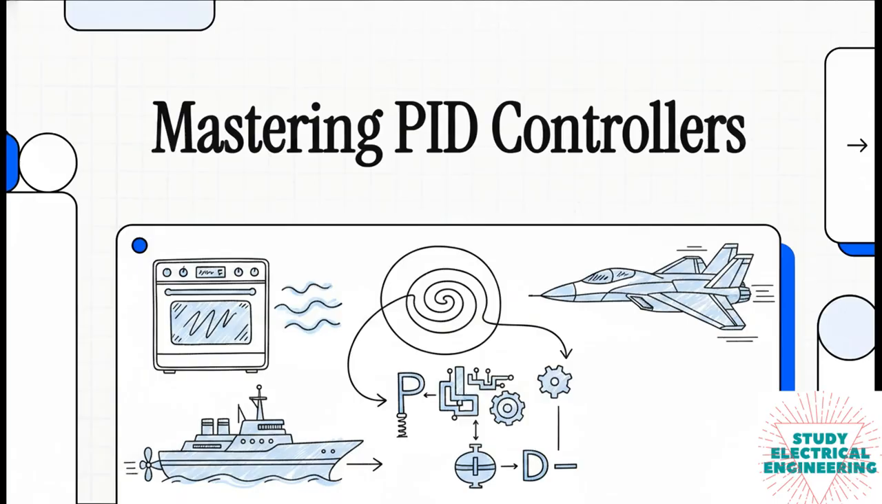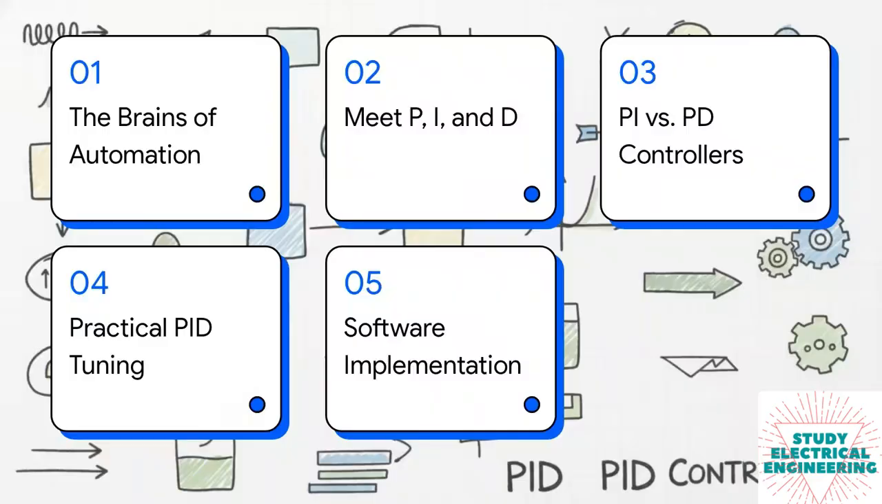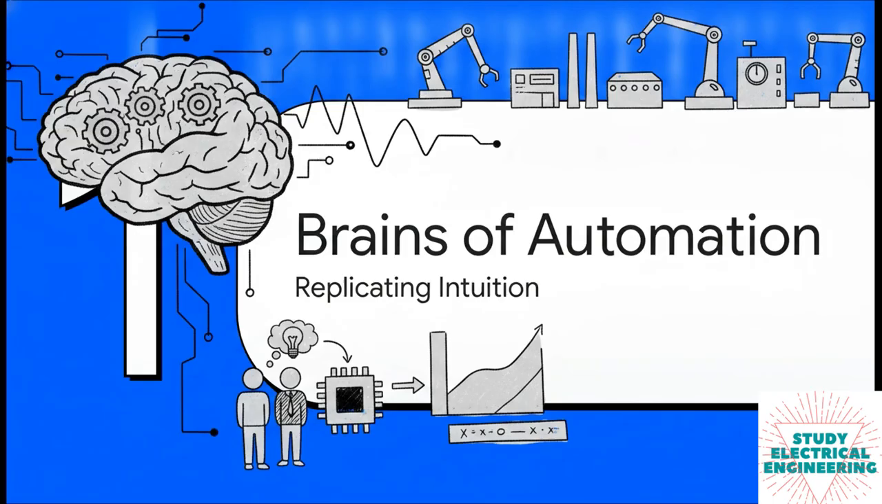Our focus today is on the highly practical use of PI, PD, and PID controllers, and we're going to decode how they actually work out there in the real world. Okay, let's dive into this. Here's our roadmap for today. We'll start with the brains of automation, then meet P, I, and D. After that, we'll look at PI versus PD controllers, get into practical PID tuning, and finally wrap up with software implementation.